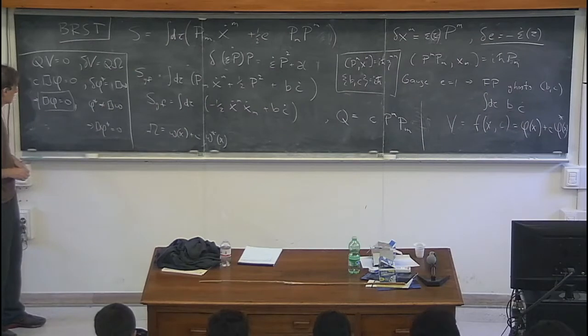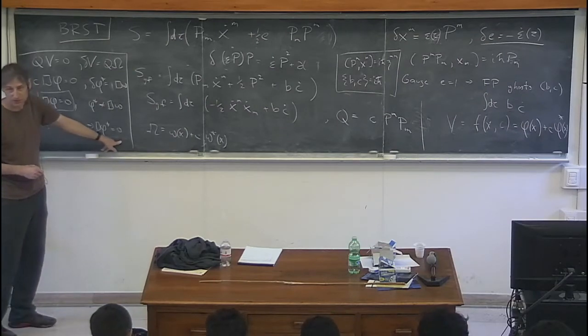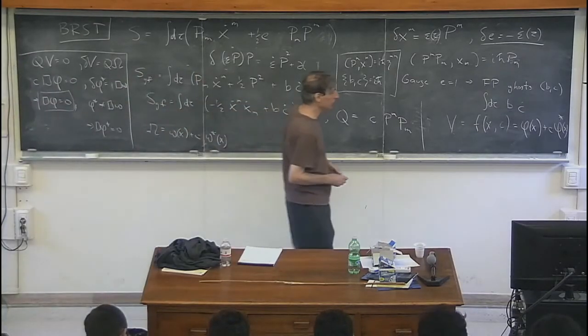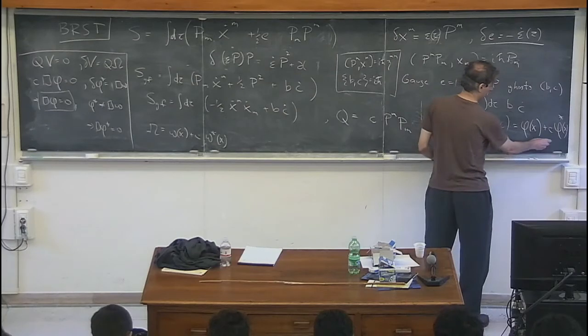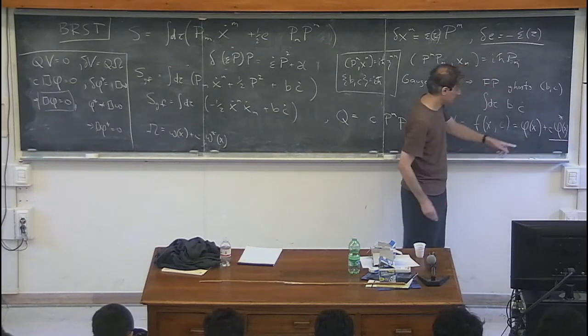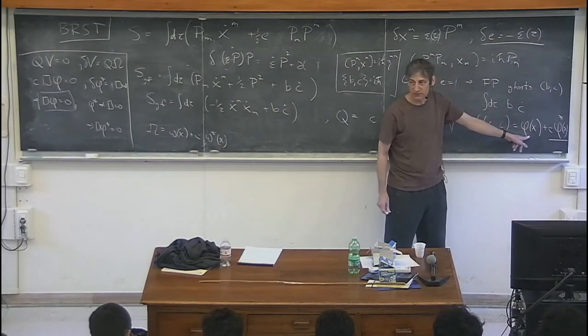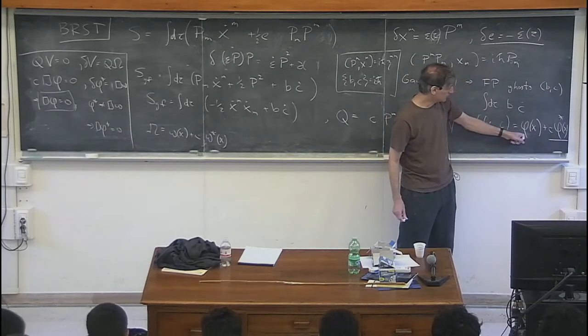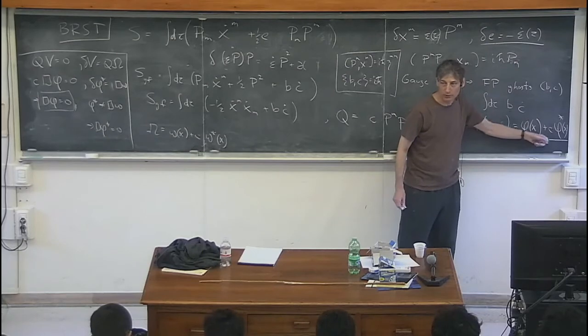So what we find is that this also seems to describe a massless scalar. And in fact, you always have this duality. So you always get double the cohomology. And in fact, this object here has a different ghost number from this object here. If I define C to have ghost number 1, then this has ghost number 0 and this has ghost number 1. Okay.